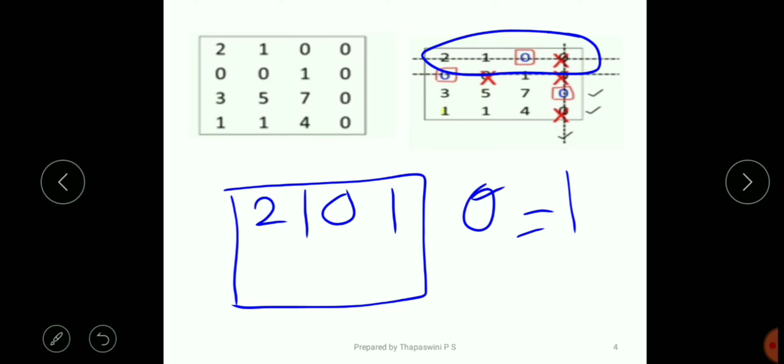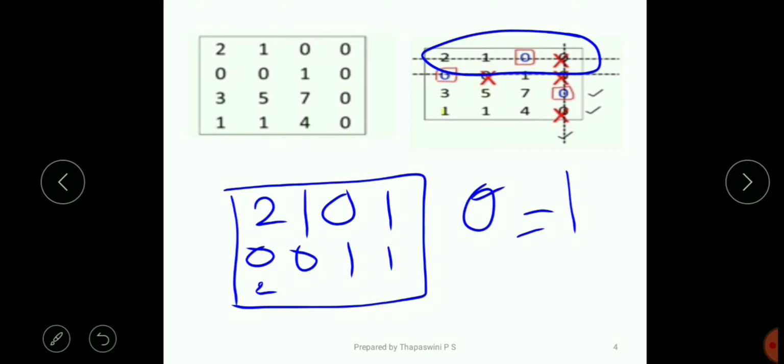The next row. In the next row, 0 is a number which is covered by one line. The next is covered by one line, so keep it as it is. Next 1 is covered by one line, so keep it as it is. Next 0, where two lines are intersecting, so add theta to it, so 0 plus 1 becomes 1. Next 3 is an uncovered number, so subtract theta from it, so it becomes 2.